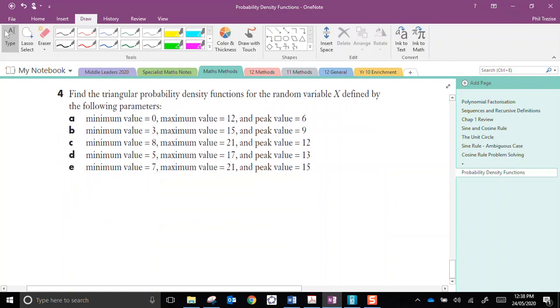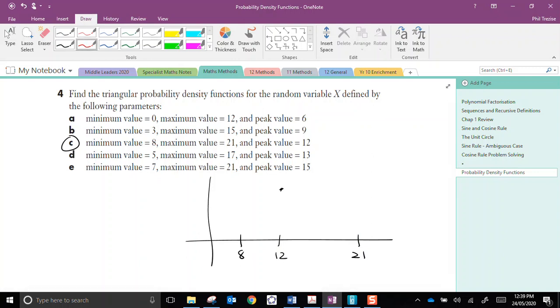Here's another example. These ones are called triangular probability distributions. Now let's do this one. Let's do C. We have to find the probability density function. Start with a diagram. Minimum value is 8. Maximum value is 21. The peak value occurs at 12, so that's around about here.